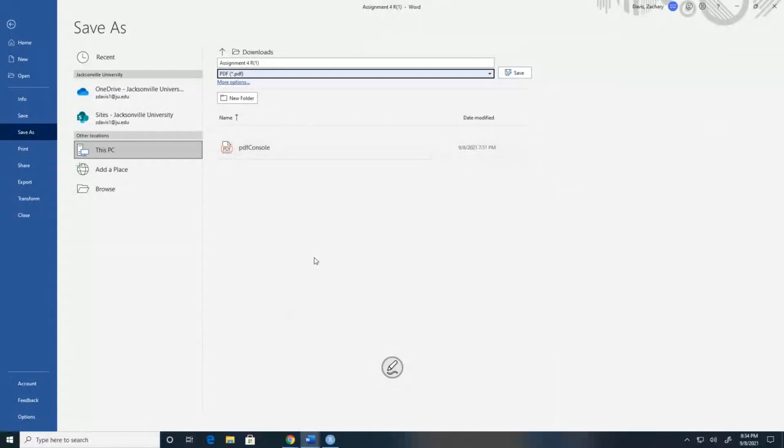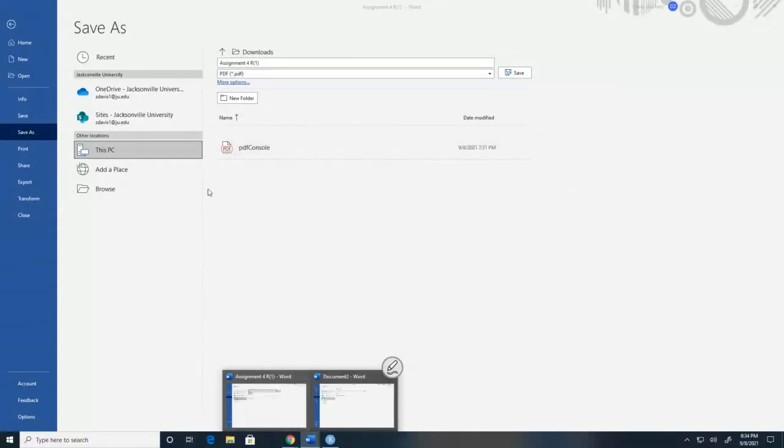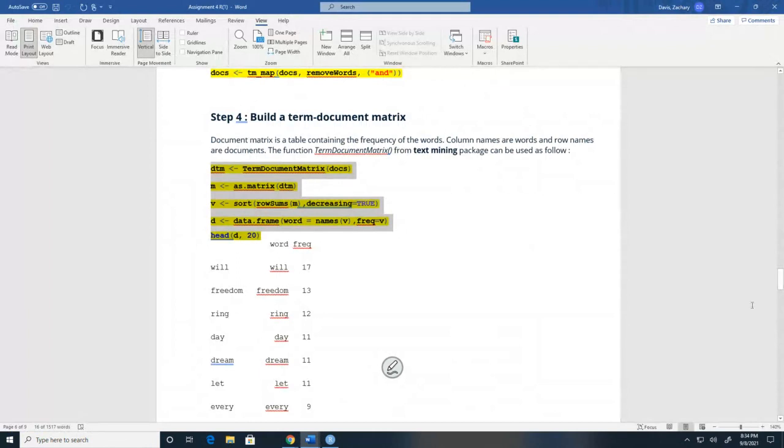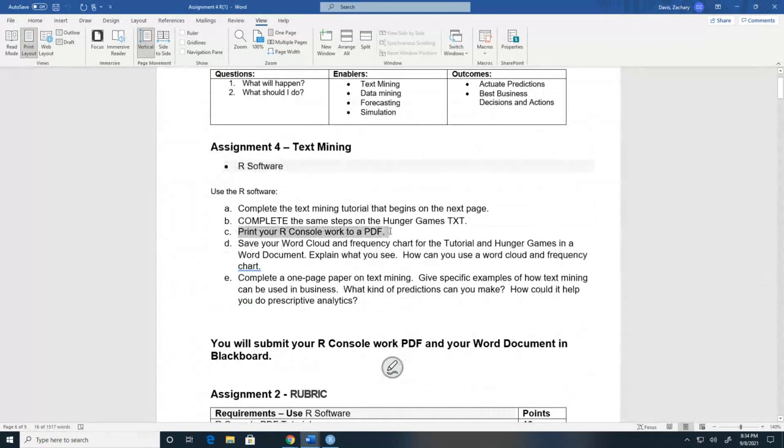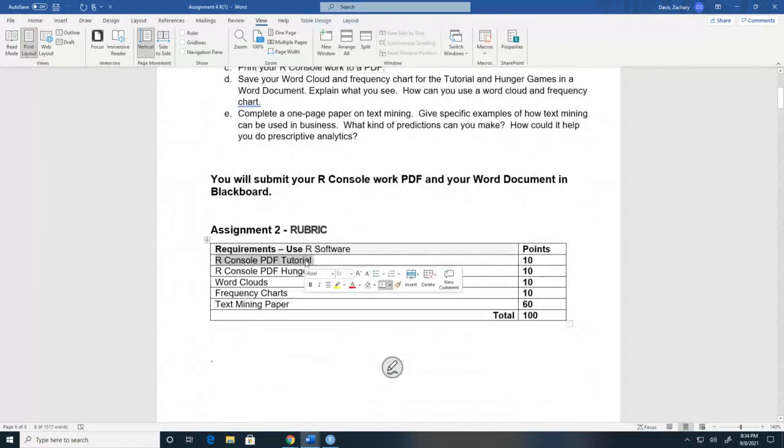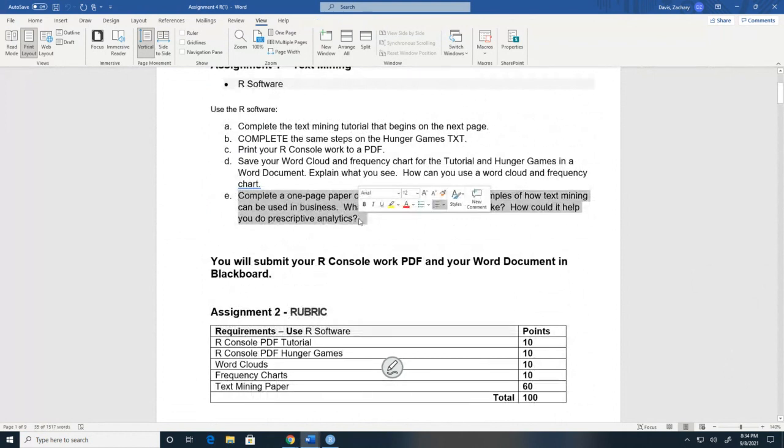Oh, okay. So if you look at the instructions, go back to the top. You'll see you print your R console to save it as a PDF, like I showed, and that is where this comes from. You can put both the I Have a Dream speech and the Hunger Games all in one long PDF. And then the word clouds and the frequency charts and the actual paper here, I think, makes most sense in just a Word document.